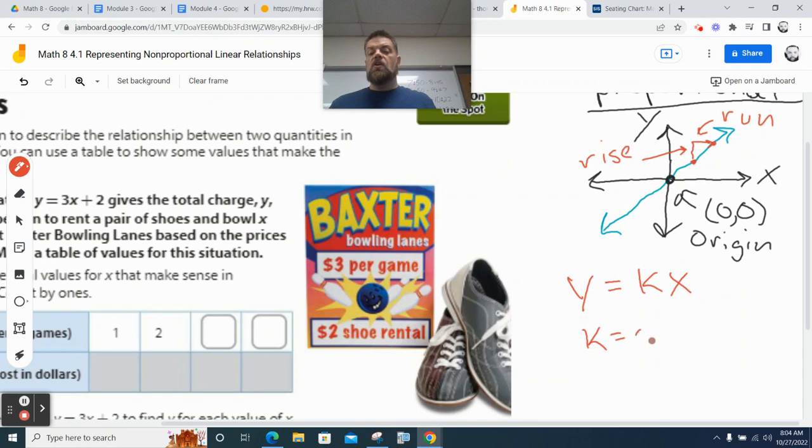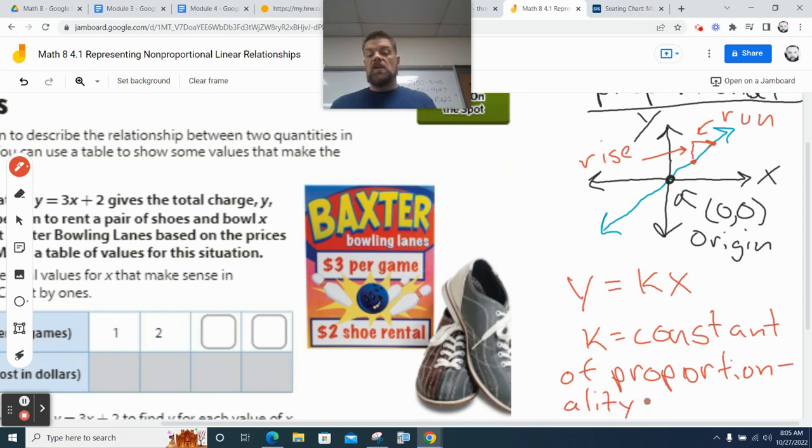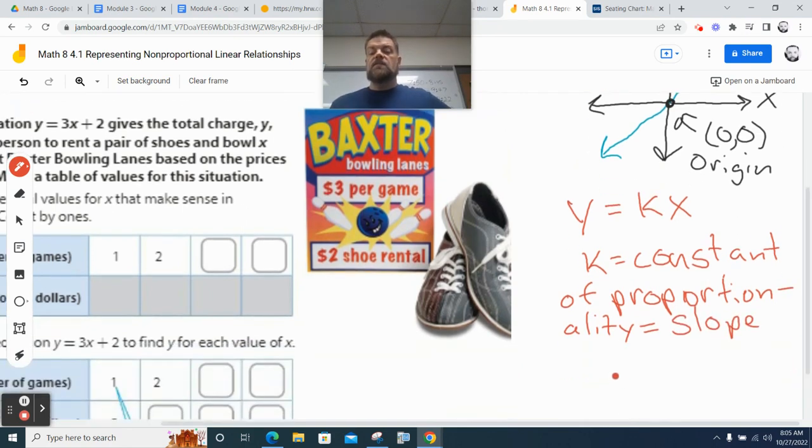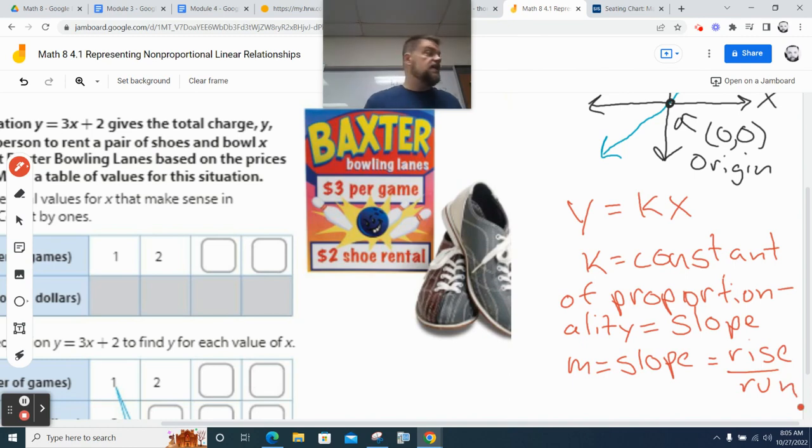K is called the constant of proportionality. But it's also the slope. And lastly, the slope is the rise over run. Okay, it's the rise over run. I'll leave that up there for a second for you guys to write that down.